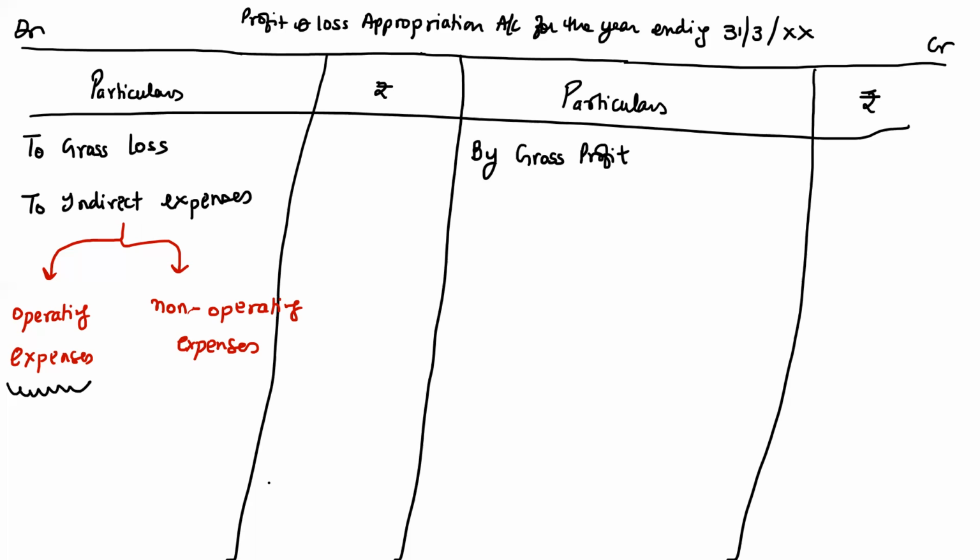Non-operating expenses are those which are not at all related to your business. Whether you are making profit, whether you are making loss, even if you shut down your business, you have to pay these expenses. Example is your interest on loan. Interest on loan is a non-operating expense. It is not related to your business operations. You have taken a loan of, let's say, 5 crores for expansion of your business. Whether that expansion is successful or not, you have to pay interest to the bank loan. Is this clear? Have you understood this concept?